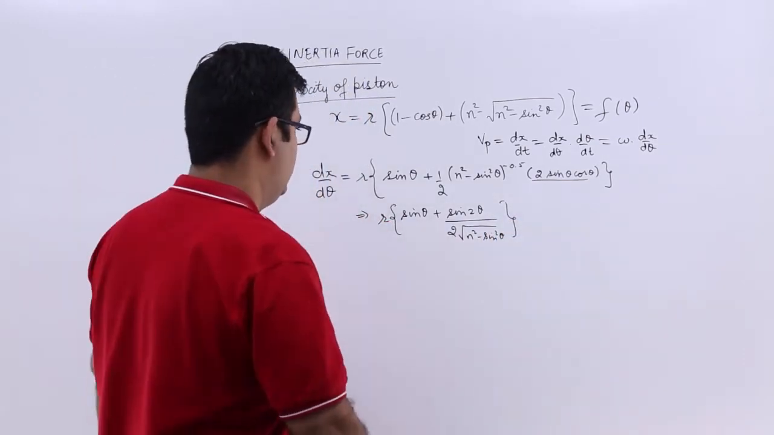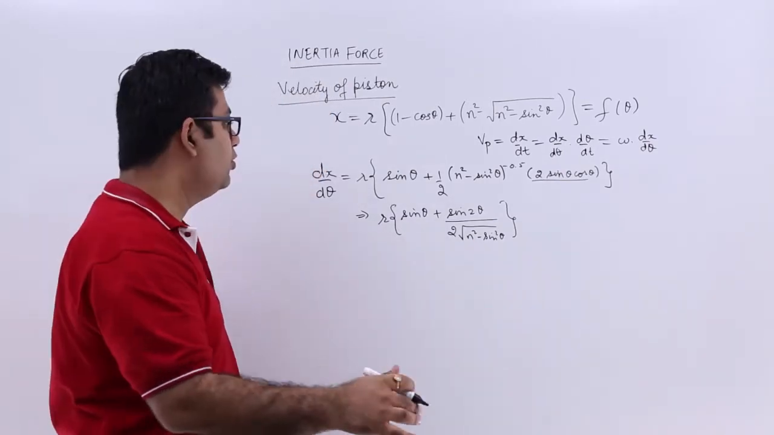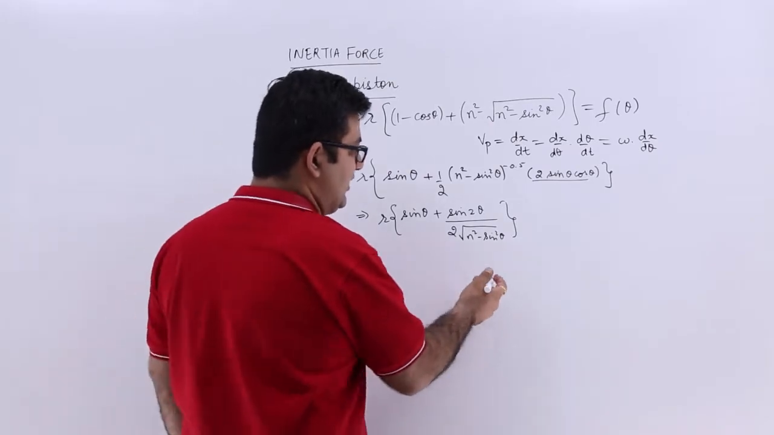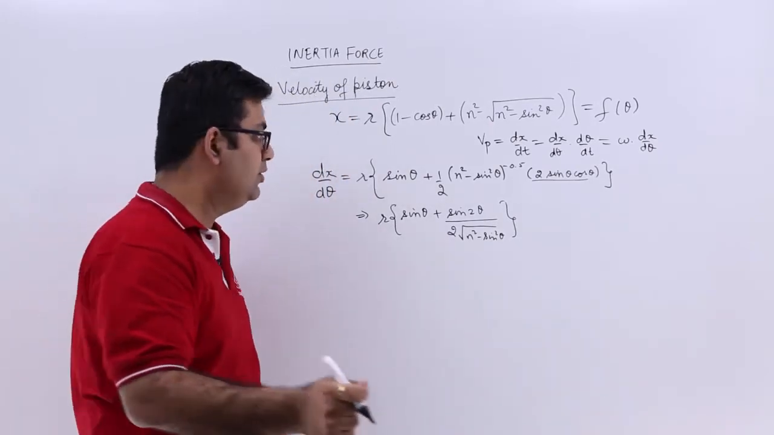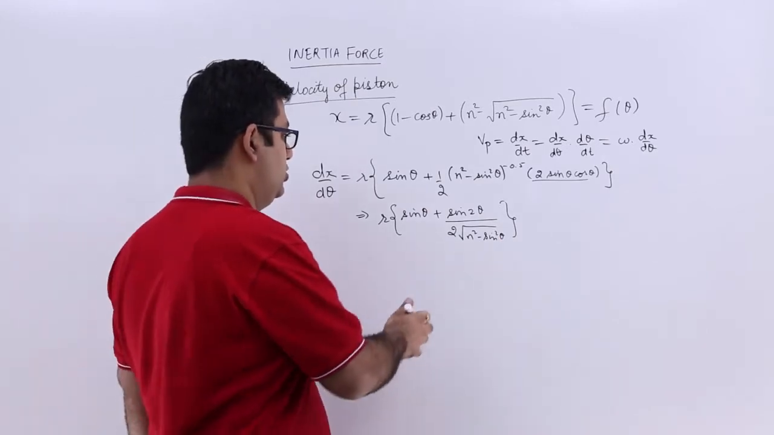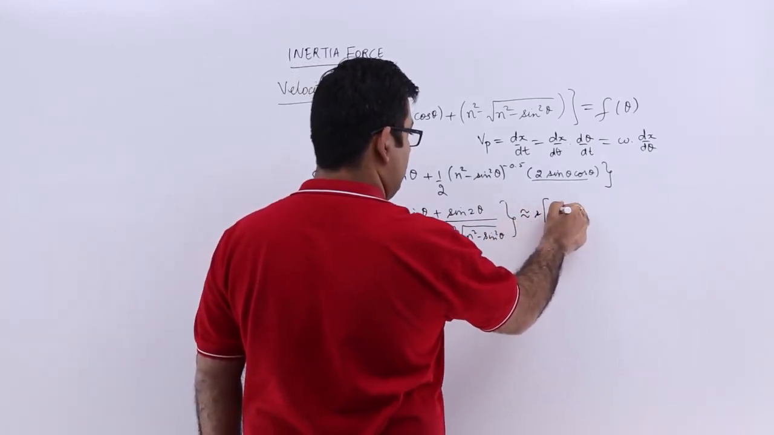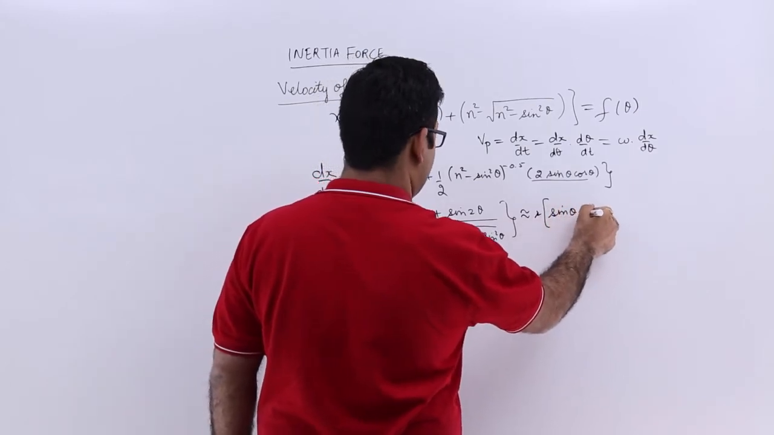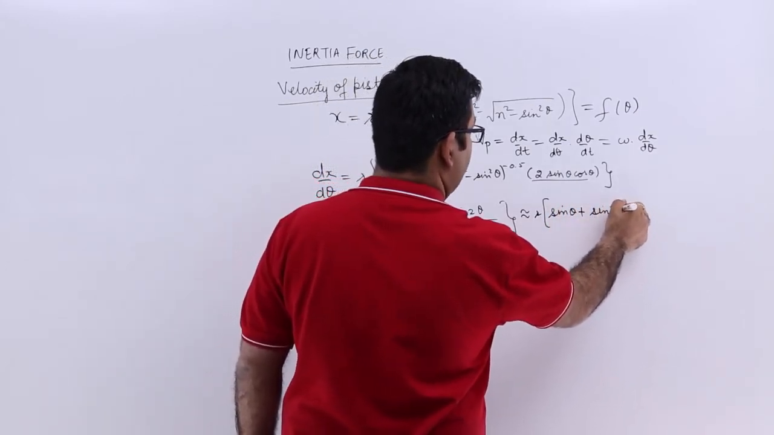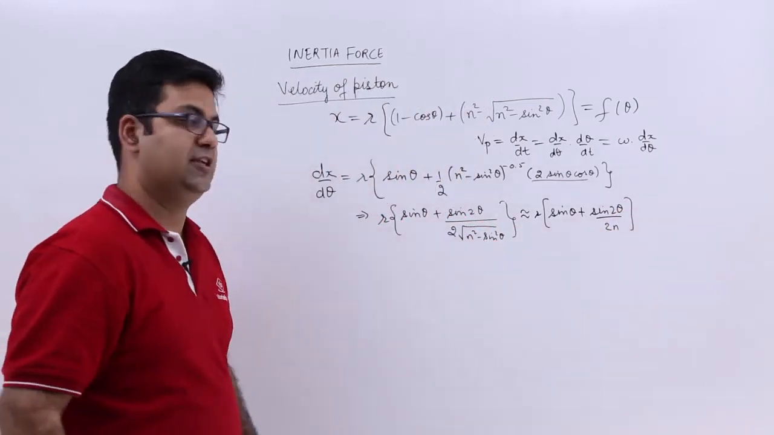Alright, so let's keep it over here only, or if you want to go further, I would say that sin theta is already a very small value, so the square of sin theta would be a very negligible value. So this can be approximated as r into sin theta plus sin 2 theta upon 2n. This is what you get.